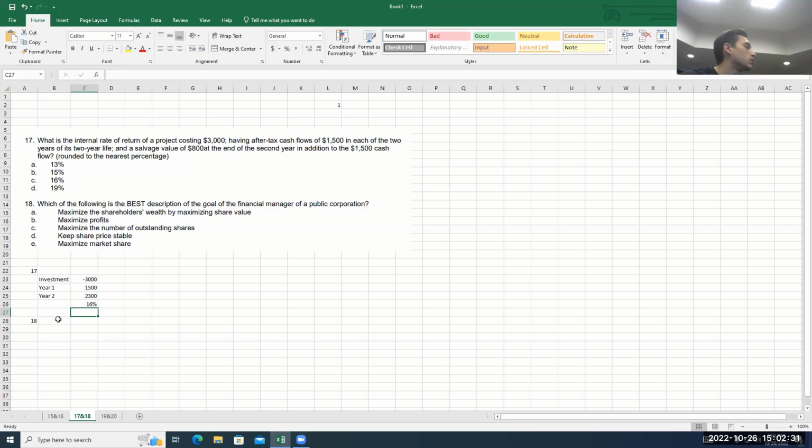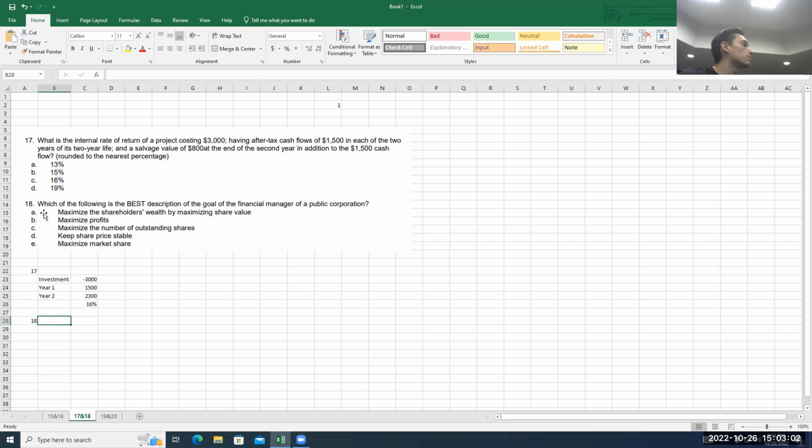All right. Number 18. Which of the following is the best description of the goal of the financial manager of a public corporation? For A, we have maximize the shareholders' wealth by maximizing share value. B, we have maximize profits, which is pretty close. C, maximize the number of outstanding shares. D, keep share price stable. And E, maximize market share.